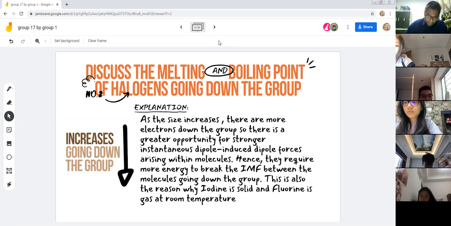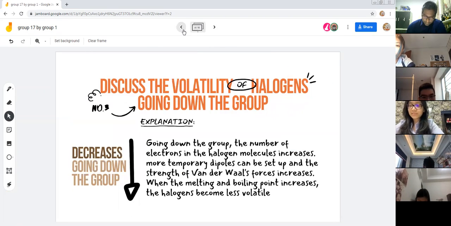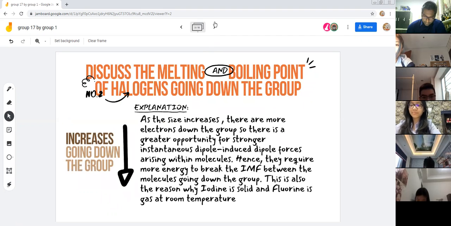As the size increases, there are more electrons going down the group, so there is a greater opportunity for stronger instantaneous induced dipole forces arising within molecules. Hence, they require more energy to break the intermolecular forces between the molecules going down the group. This is also the reason why iodine is solid and fluorine is gas at room temperature. So the melting point and boiling point increases going down the group.